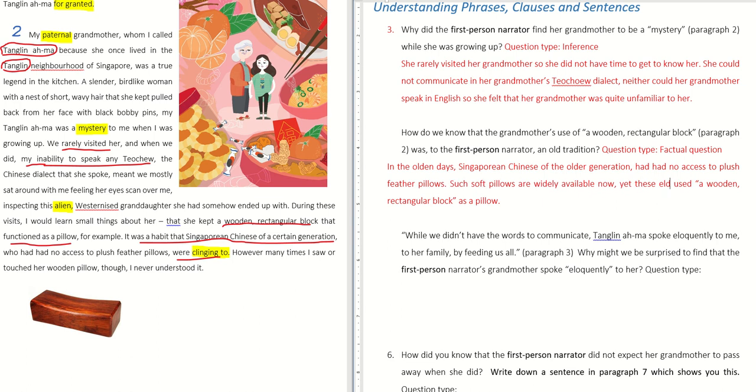these elderly still continue to use a wooden rectangular block as a pillow. Continue what? Continue their habit of using a wooden rectangular block. So that's why it's a tradition. Their own habit. Tradition. That's a pillow.